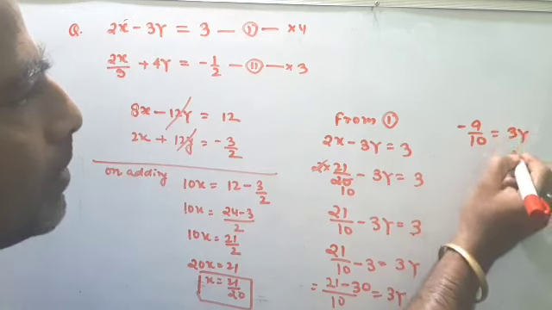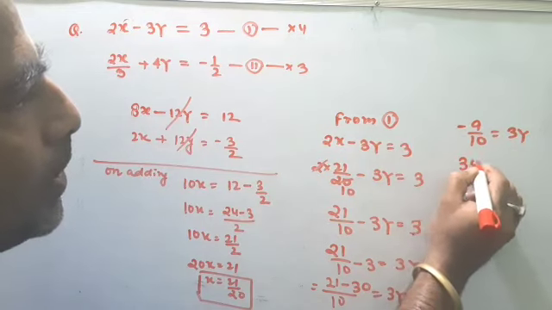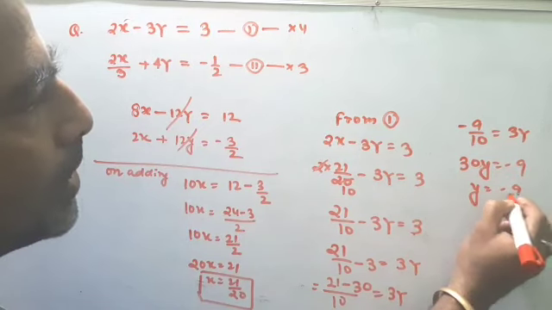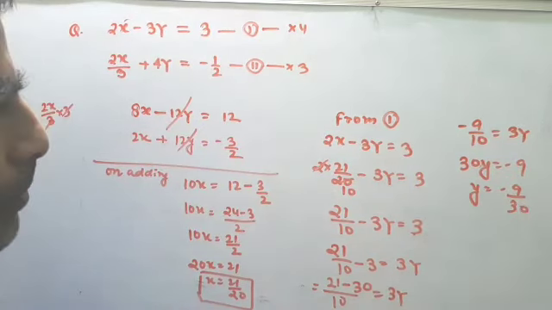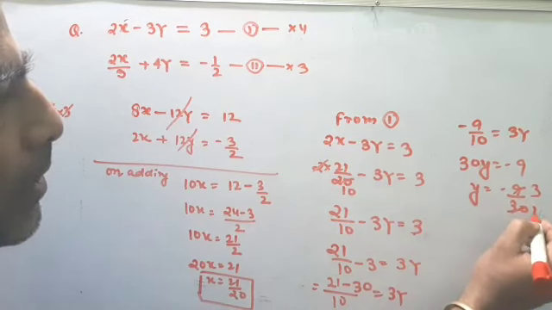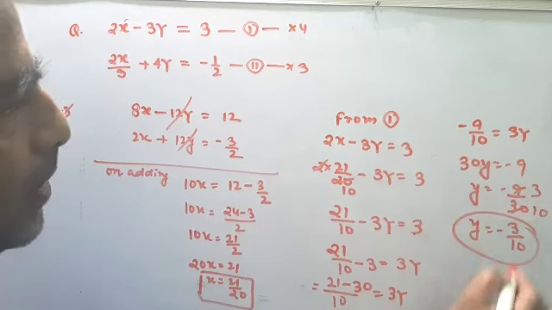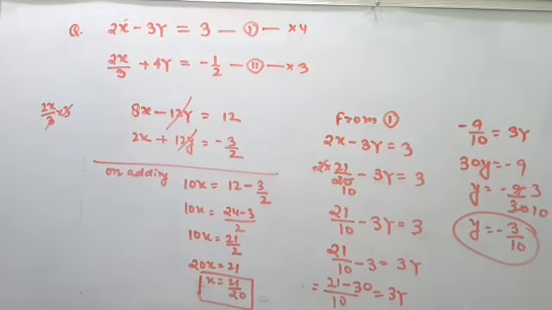is equal to 3y. So cross multiplying, 30y is equal to minus 9. So y is equal to minus 9 by 30. So 3 threes, 3 tens. So y is equal to minus 3 by 10. So this is the value of y, and this is the value of x.